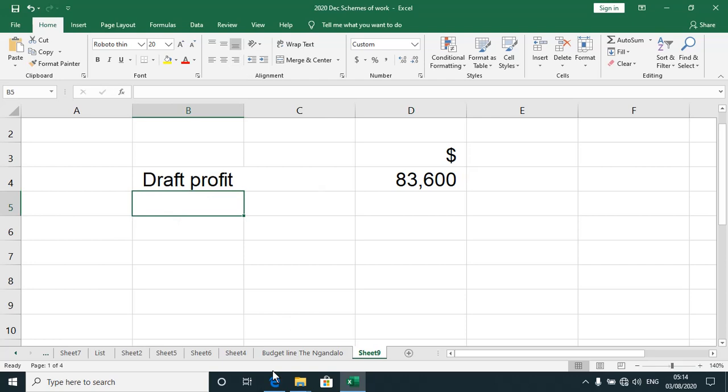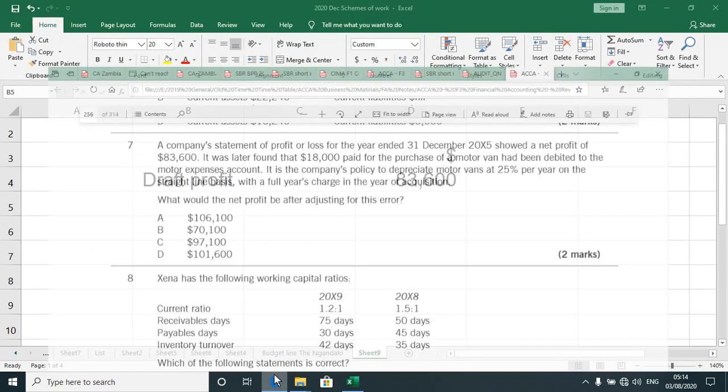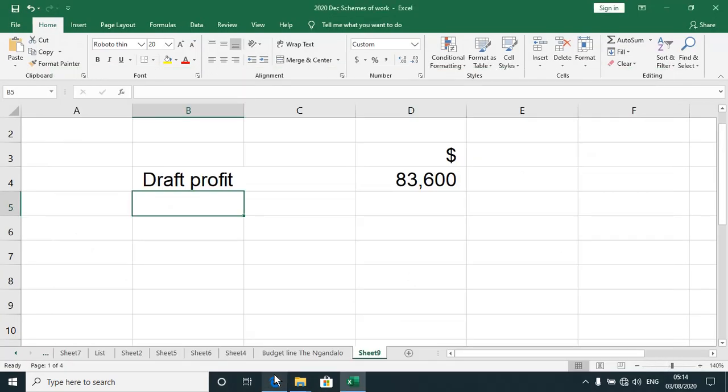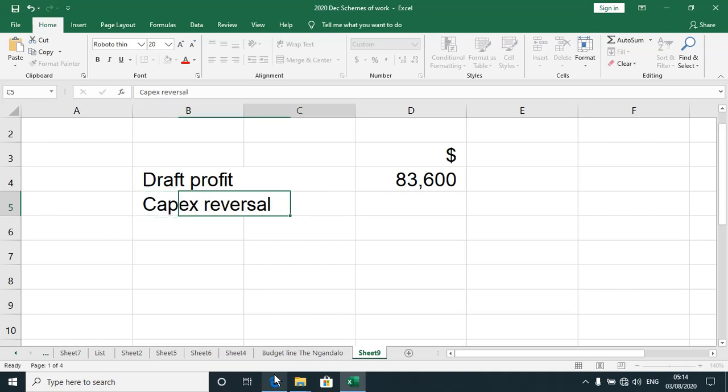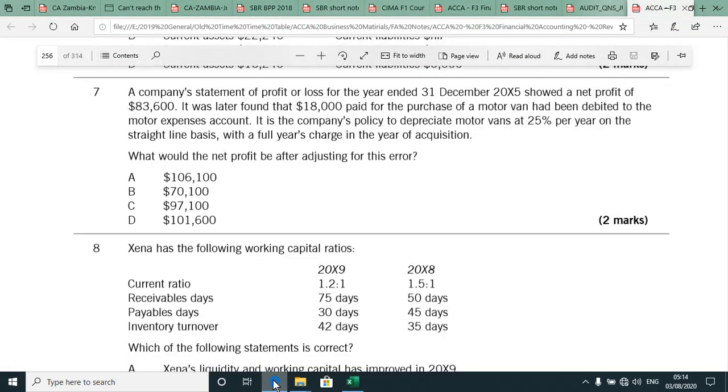Next, there is an error. It was later found that 18,000 paid for the purchase of a motor vehicle has been debited to motor expenses. So we treated capital expenditure as revenue expenditure. CapEx, capital expenditure reversal should be the next entry here. So I'll add back that. We're not supposed to do that. And then what else? To the motor expense account.